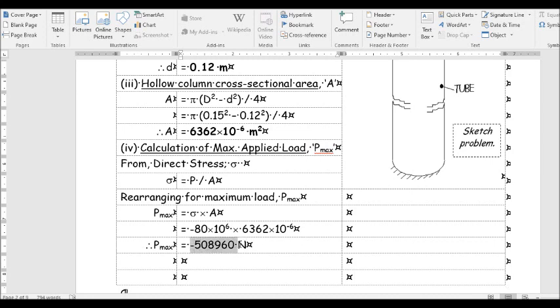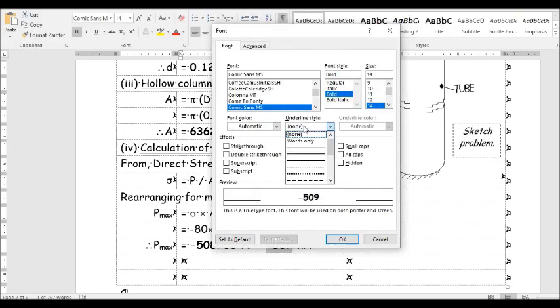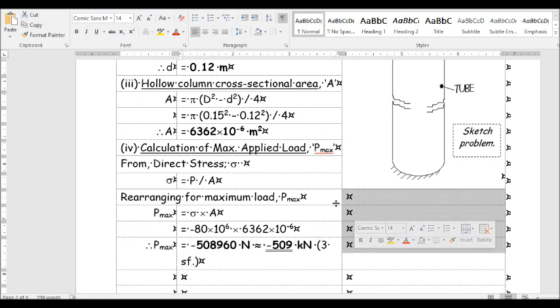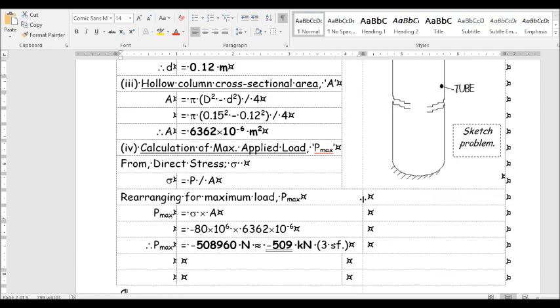-508,960 newtons. But for my practical purposes, that's approximately equal to -509 kilonewtons. And sometimes the final answer I not only bold, but I double underline. And I will state that's to 3 significant figures. Just drag my column here to the right.